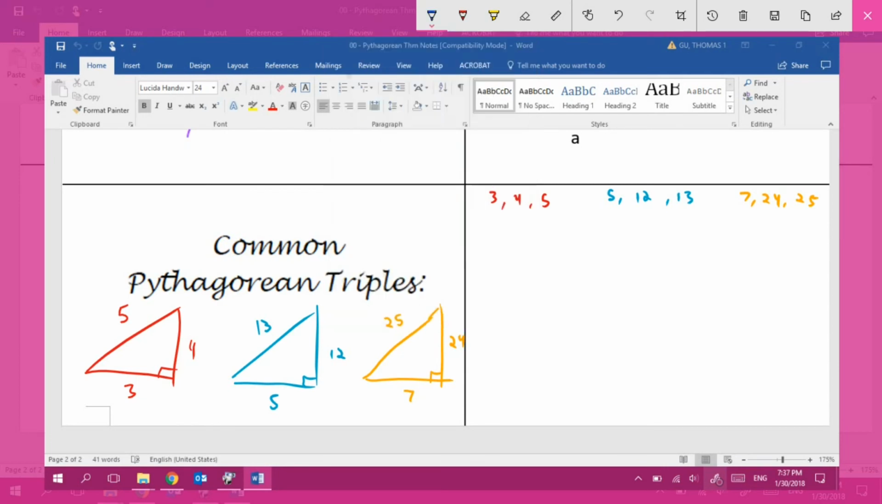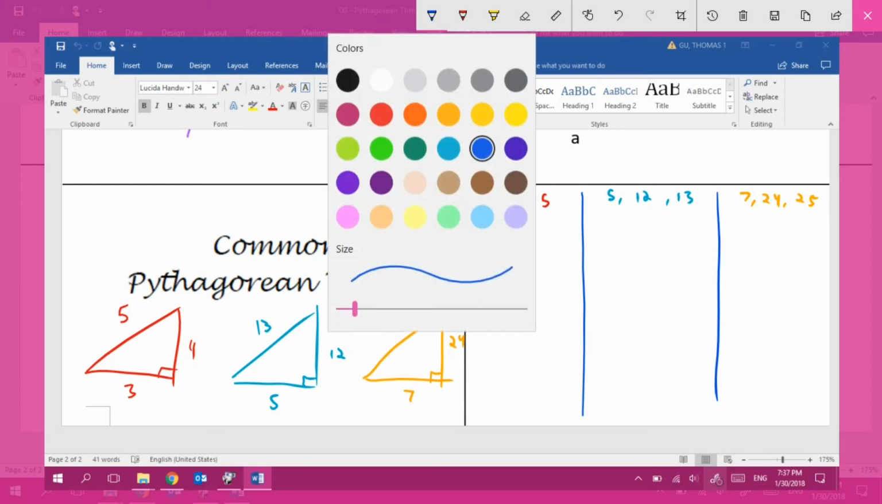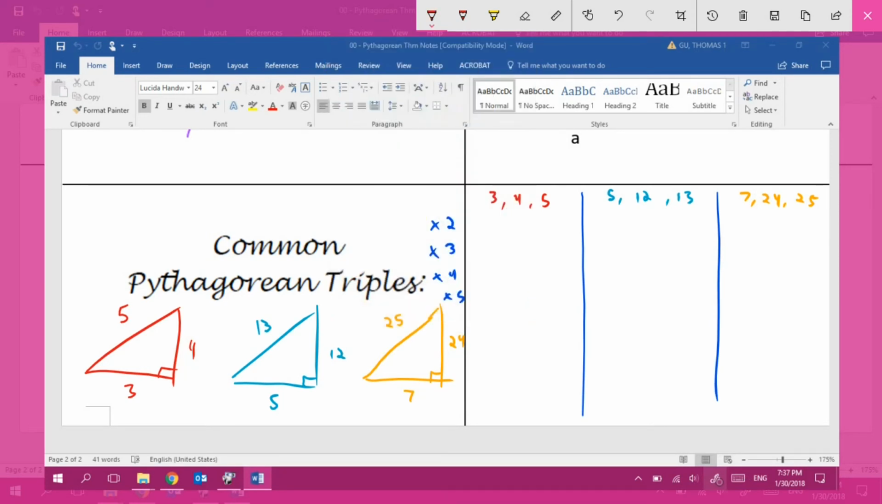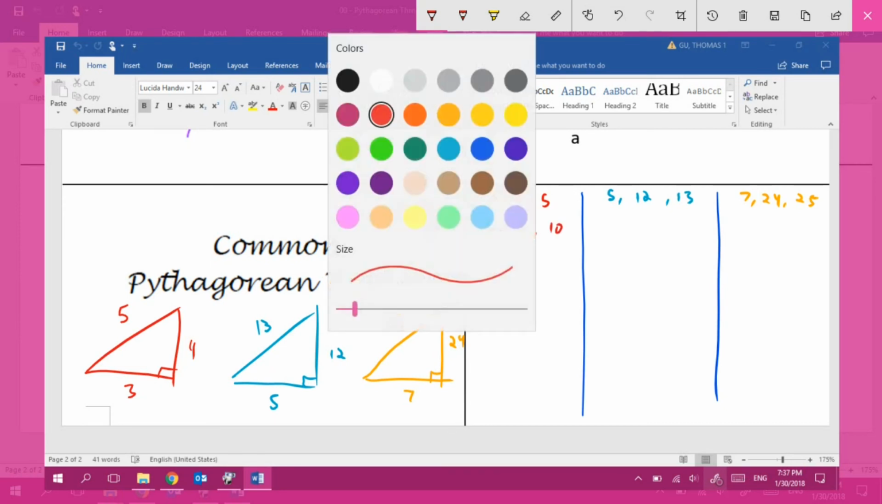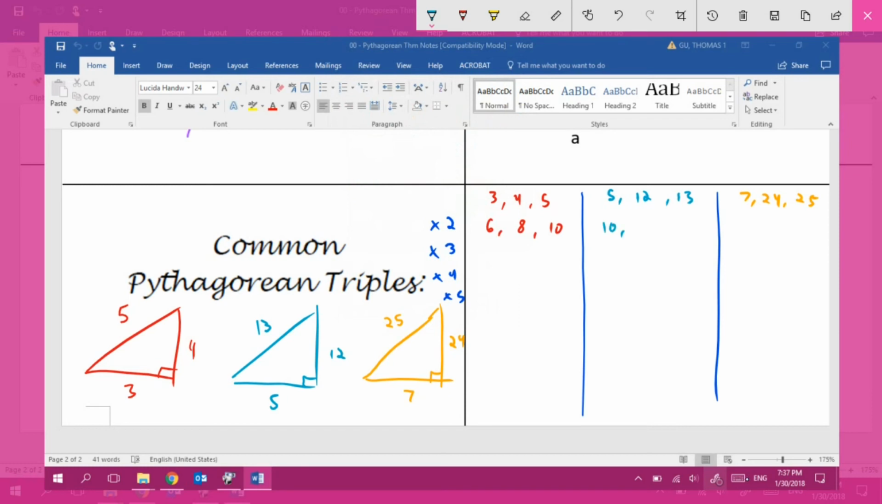We can find a whole bunch of common Pythagorean triples by multiplying these numbers by 2, by 3, by 4, by 5. If I multiplied the first by 2, I would get the 6, 8, 10 triangle that you saw earlier on this page. If I multiplied the second one by 2, I get the 10, 24, 26. And if I multiply the third one, I get the 14, 48, 50 triangle. There's going to be a bunch of different combinations, and I want you to fill in this chart, and that's going to be the end of these notes.